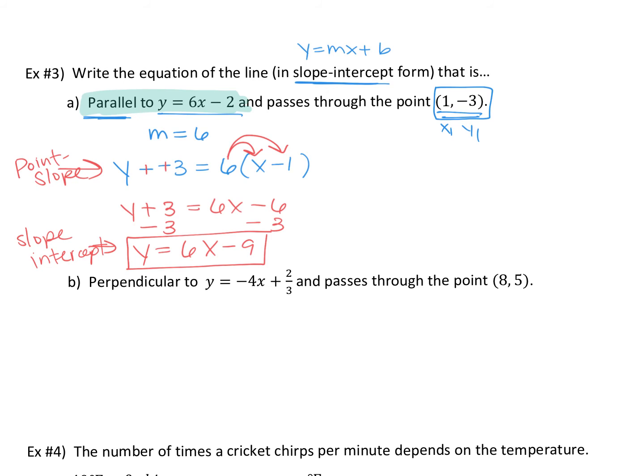Okay. Letter B. I'm going to have you try this one on your own, but I want you to notice this one says perpendicular to this. So you do have to do something slightly different, but most of the process is the same with one minor change. See if you can figure out the equation of that line. Perpendicular to negative 4x plus 2/3 and goes through the point 8,5.